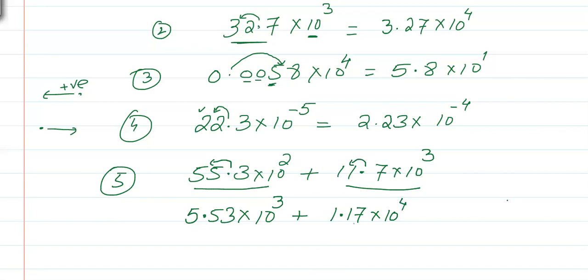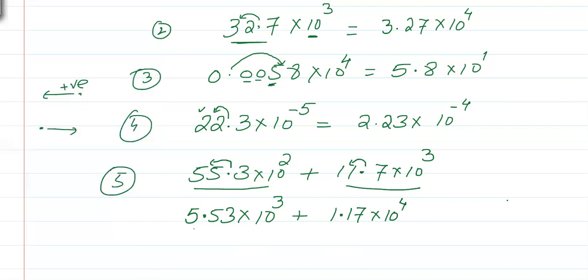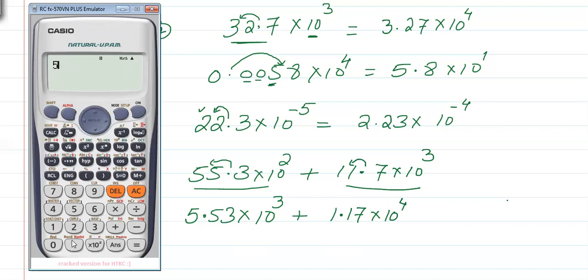Now the real stuff started from here. After you write in the standard form, you have to combine also, because your final answer should be one answer in the standard form. Now you can use a calculator, because right now the examiner will not have any point; at least you showed your knowledge of the standard form. So now 5.53 into 10 to the power 3 plus 1.17 into 10 to the power 4.